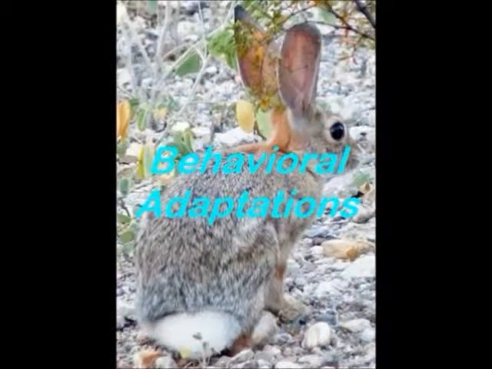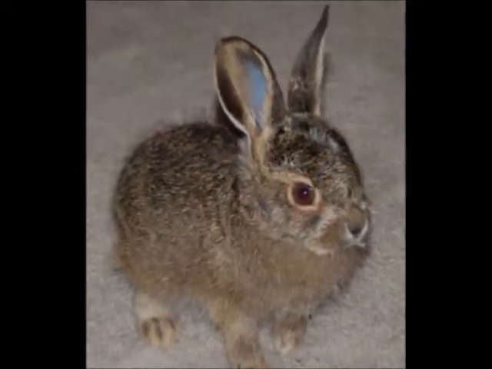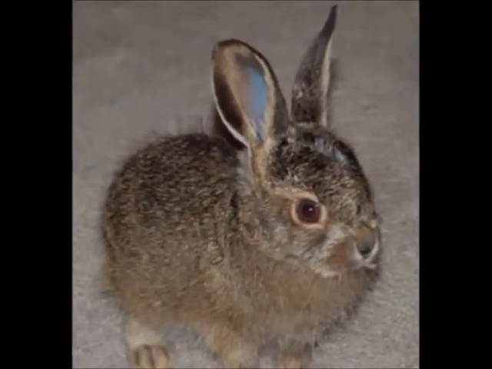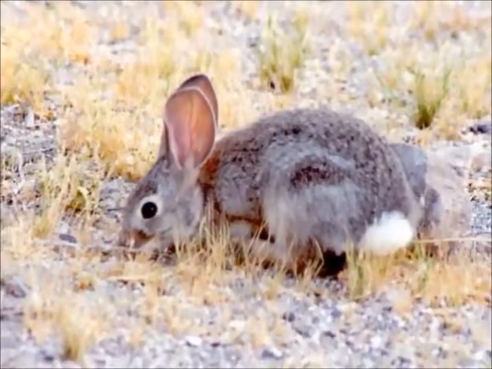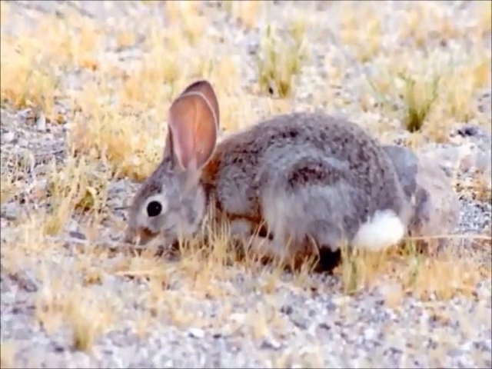The jackrabbit has many behavioral adaptations that help them stay alive in the desert. Jackrabbits are nocturnal animals. These hares stay awake at night and sleep in the morning. They eat in open areas because they can quickly get away from their enemies.